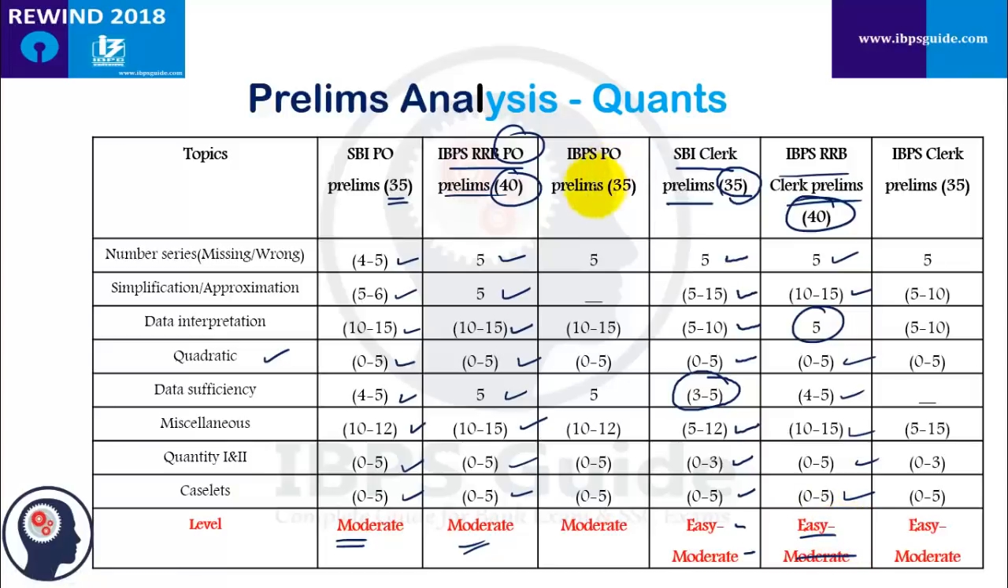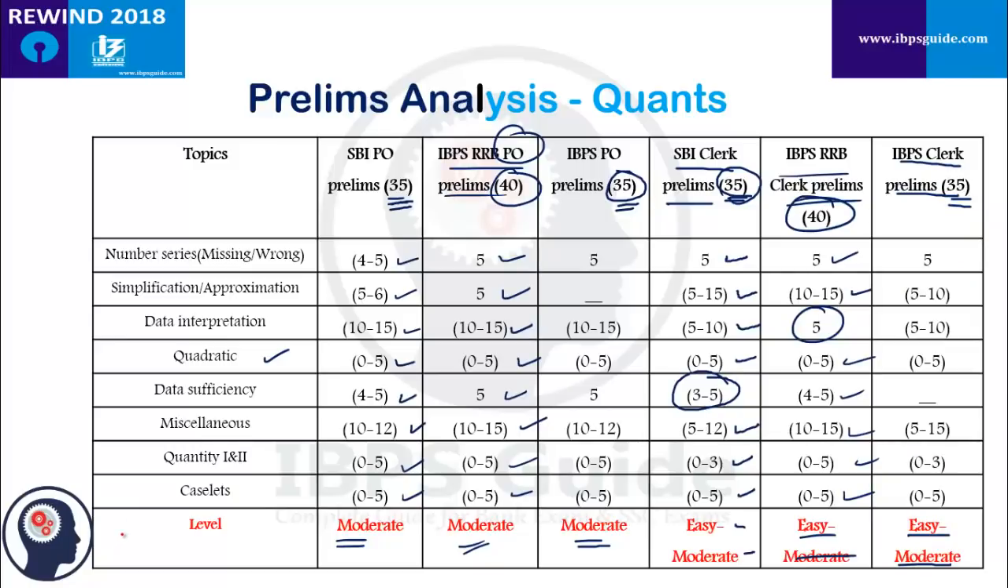Okay. Now in IBPS PO prelim, the same analysis as SBI PO prelim, 35 questions, 39 questions, and the same analysis. The level of the IBPS PO prelim exam is moderate. Same case in IBPS Clerk prelim, likewise in SBI Clerk prelim: 35 questions, 35 questions, the analysis is the same, and the level is easy to moderate.